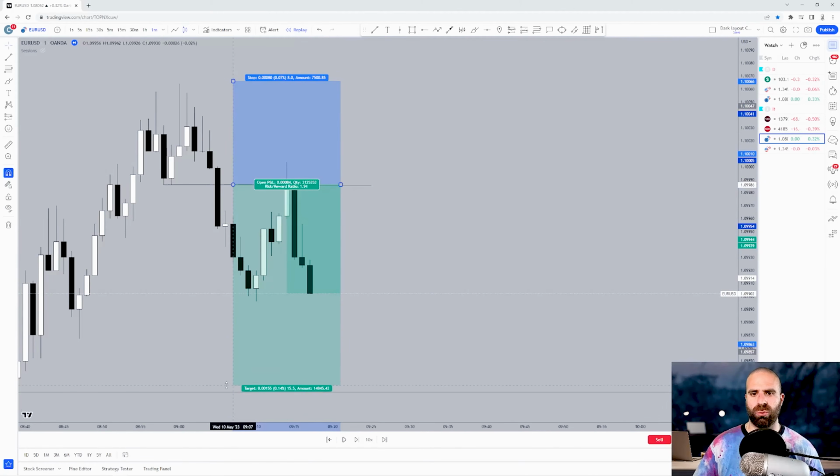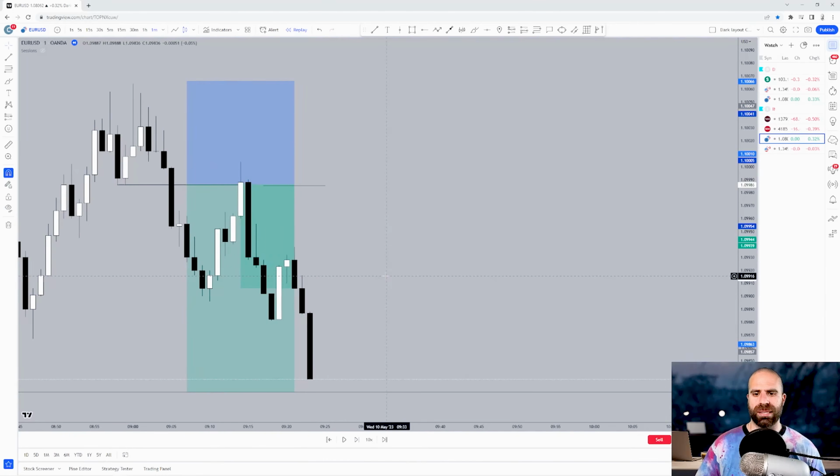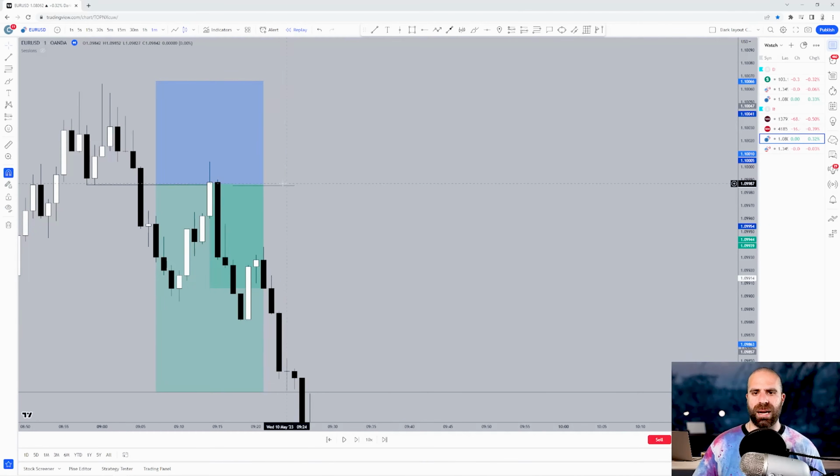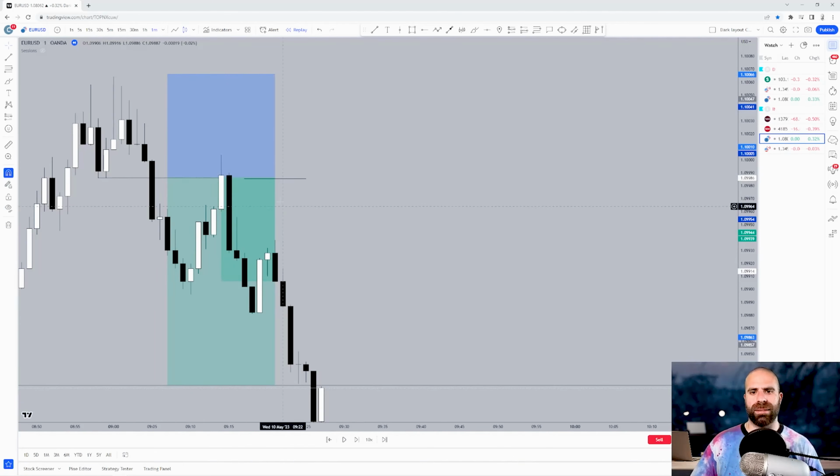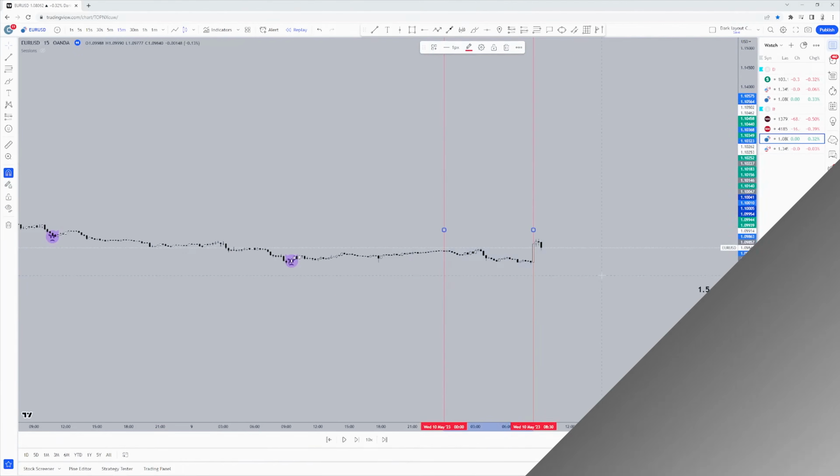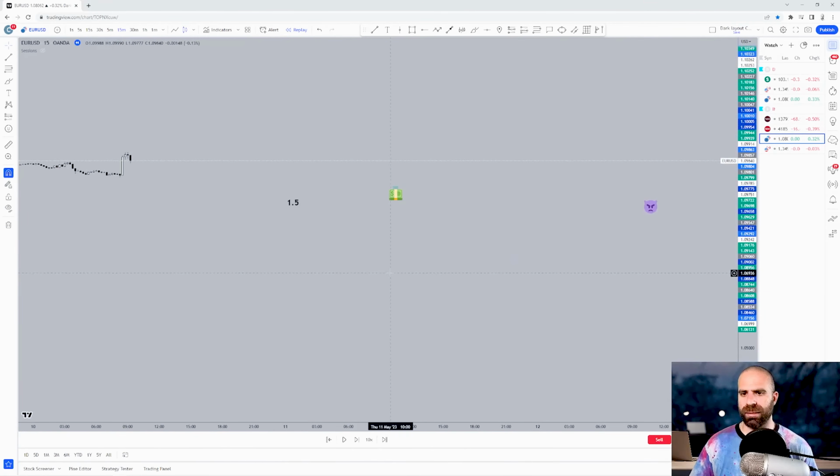we will target a 2-to-1 reward to risk for the rest of the position, which is exactly down here. Very nice. Our stop loss is not being hit at break even, so this is a solid 1.5-to-1 reward to risk as a trade. Okay, so let's go ahead and take yet another example.